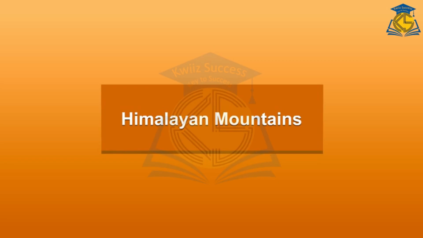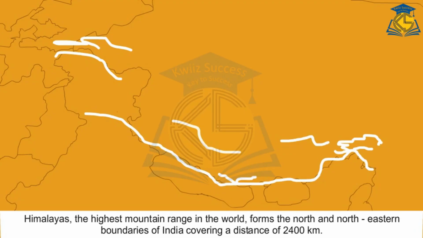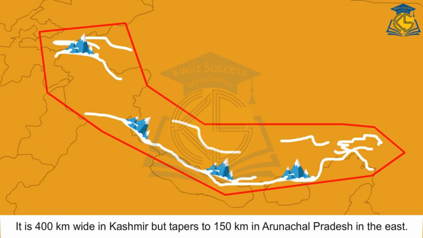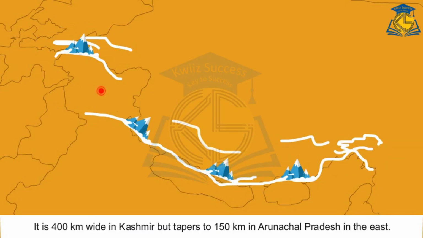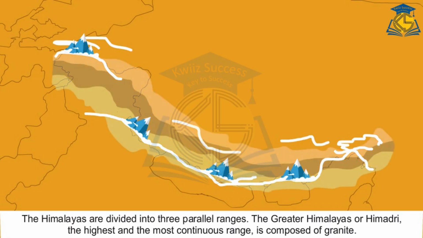Himalayan mountains. The Himalayas, the highest mountain range in the world, form the north and northeastern boundaries of India, covering a distance of 2,400 kilometers. It is 400 kilometers wide in Kashmir, but tapers to 150 kilometers in Arunachal Pradesh in the east. The Himalayas are divided into three parallel ranges.